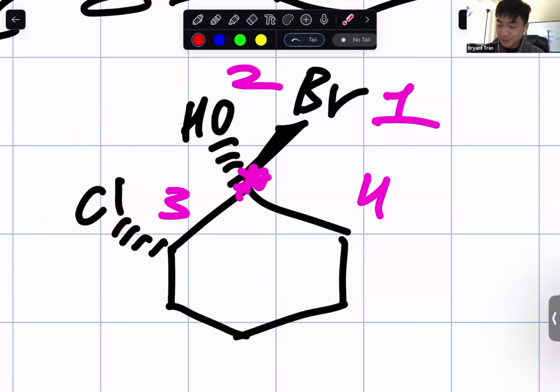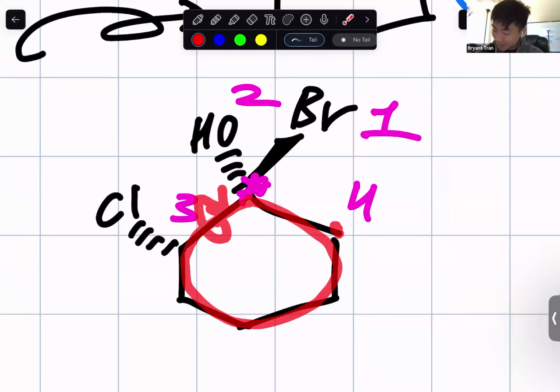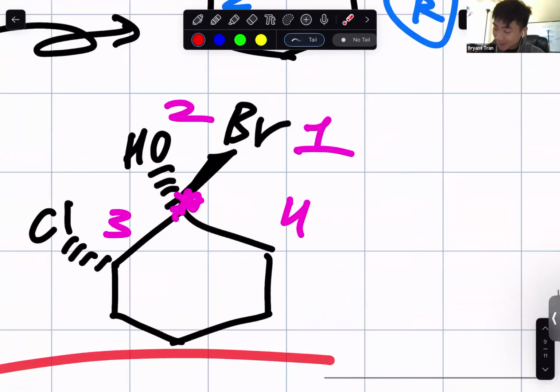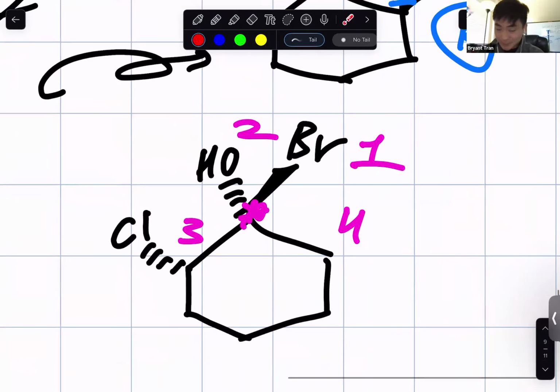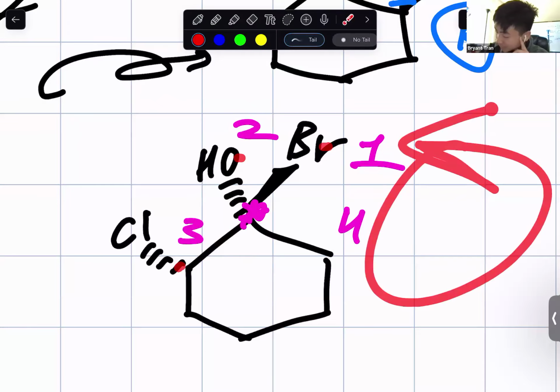And you know how we said earlier that to fix that problem, if the lowest priority group is on the four, is to rotate the bonds, right? We can't rotate this bond here, even though it's a single bond, because it's part of a ring. I have never seen a problem like this, but this would be a problem because we can't rotate this bond. Let's see here. One, two, three. This goes counterclockwise, S, but the lowest priority group here is here, not here.